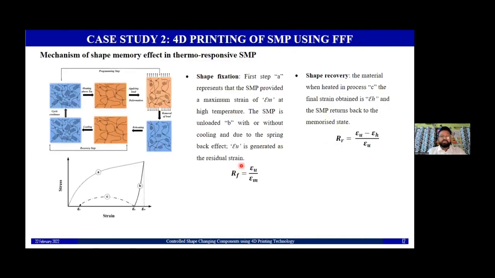So this is case study 2, which is the work I am presently doing in my PhD. This is 4D printing of shape memory polymer using the fused filament fabrication method. Before going into that, we have to know the mechanism of the shape memory effect in any thermoresponsive shape memory polymer.